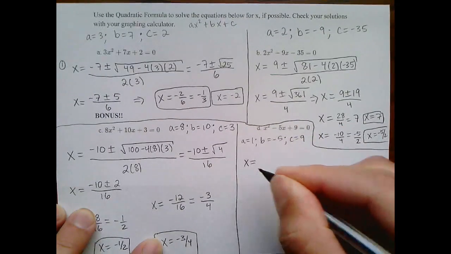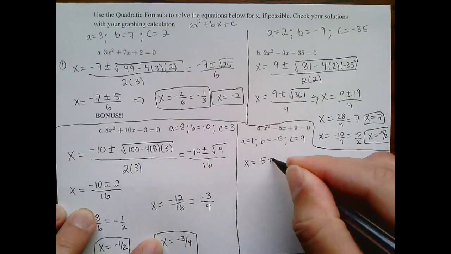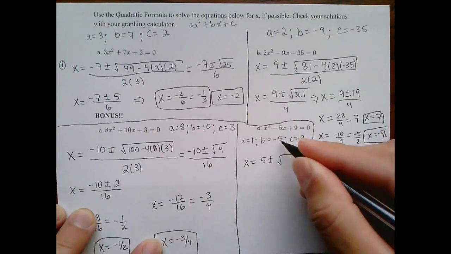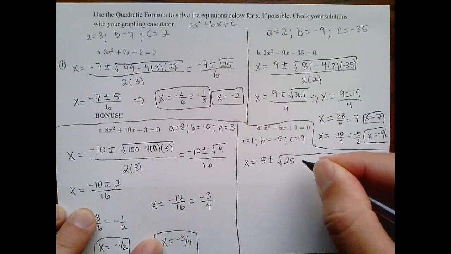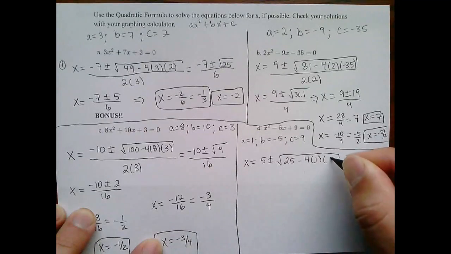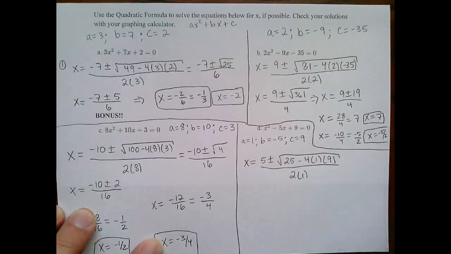So let's dive in. x equals opposite of b. The opposite of negative 5 is positive 5. Plus minus, big square root. What is b squared? Well, negative 5 times negative 5 is 25. Minus 4 times the a value, which is 1, times the c value, which is 9, all over 2 times the a value, which is 1.